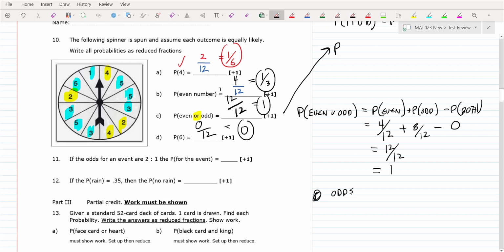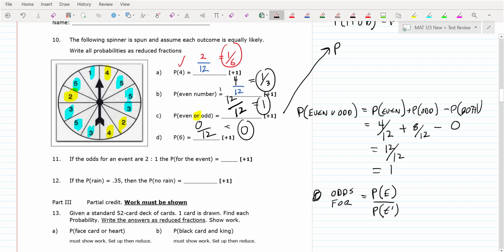The odds for an event, you guys know what that formula is yet? Has to do with probability. There's two probabilities. I'll take that as a no. You do the probability of the event happening over the probability of the event not happening. Okay, that's what odds for is.